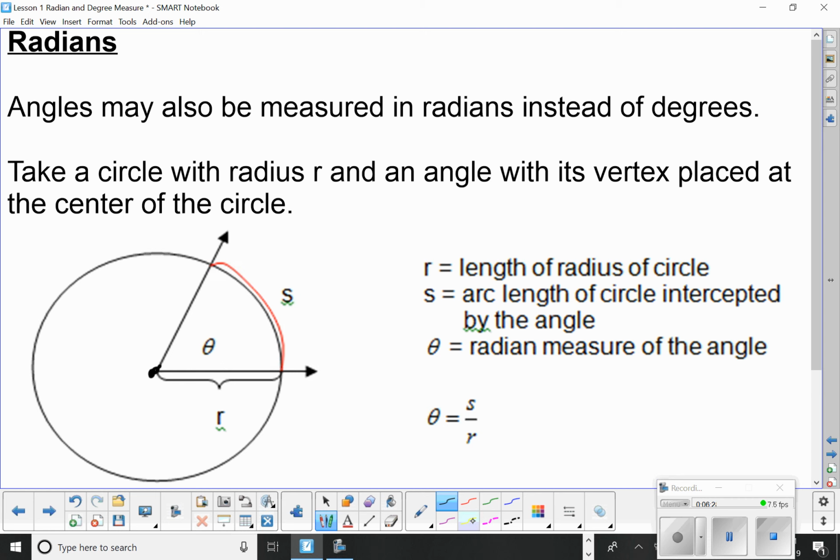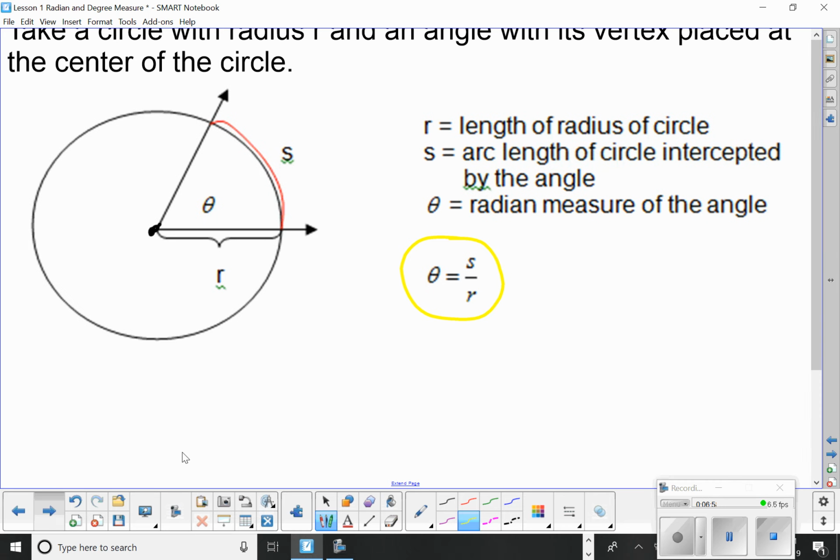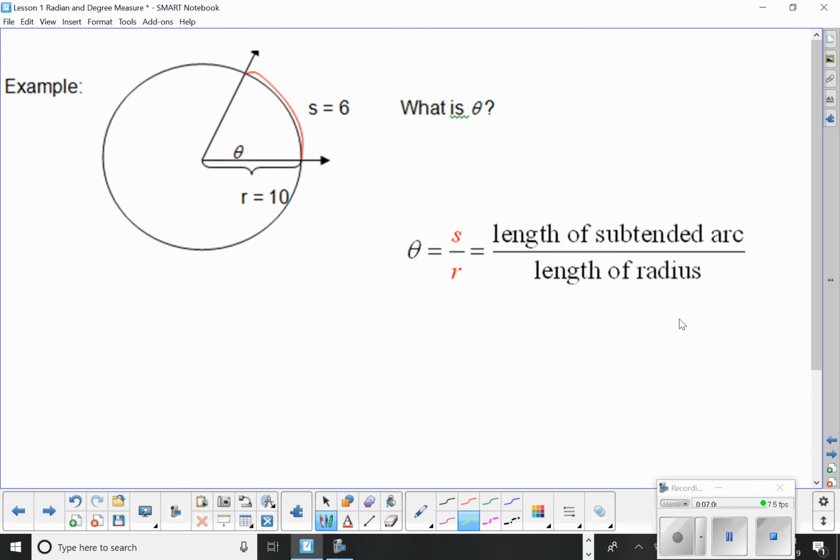Now, very important, theta is equal to S divided by R when theta is in radians. When theta is in degrees, this little formula doesn't hold true. When it's in radians, the arc length divided by the radius is equal to the angle. That's important. Why? Because then we can do very quick and easy things.